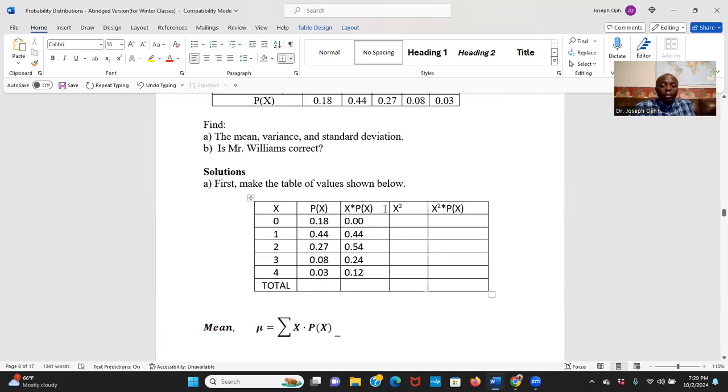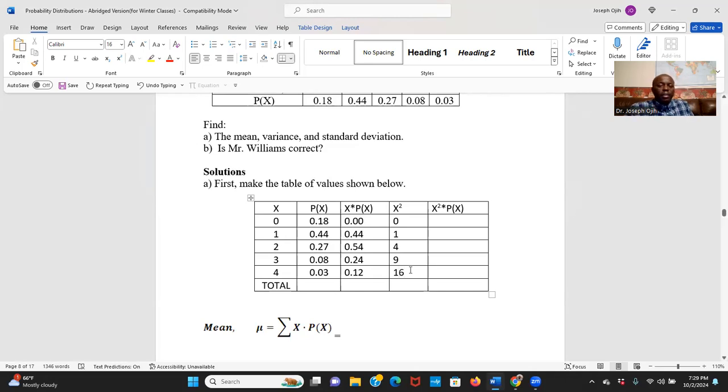Now for X squared, you have to square all of these. 0 squared is 0, always. 1 squared is 1. Now 2 squared means 2 times 2, which is 4. 3 squared means 3 times 3, which is 9. And of course, the last but not the least, 4 squared, which is 4 times 4, which is 16.